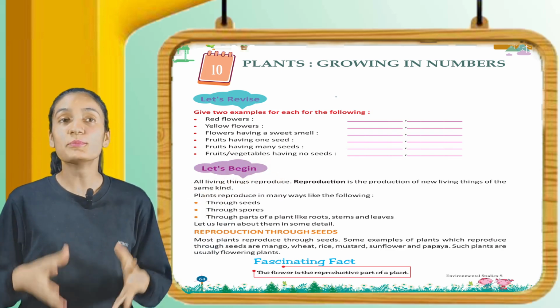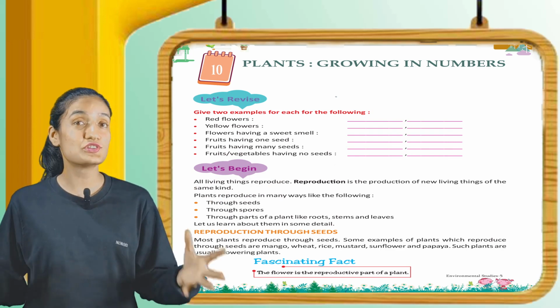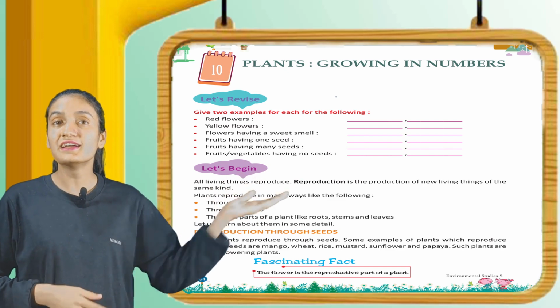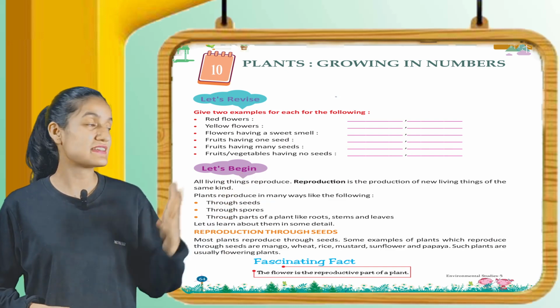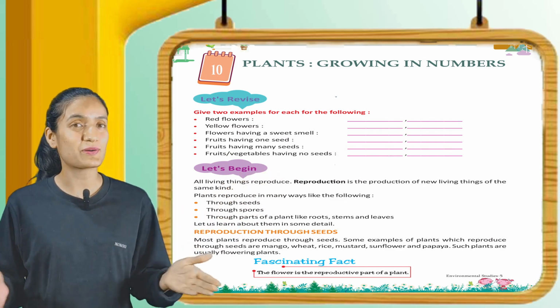Reproduction through seeds. Most plants reproduce through seeds. Some examples of plants which reproduce through seeds are mango, wheat, rice, mustard, sunflower and papaya. Such plants are usually flowering plants. Let's see the fascinating fact. The flower is the reproductive part of a plant.